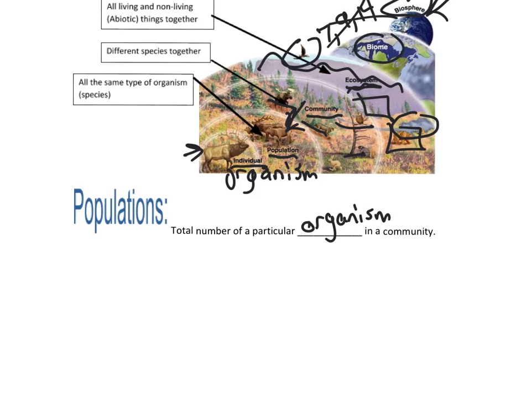Right. So if you're talking about a desert population with the desert biome, you would be looking at the total number of snakes or the total number of cacti. All right, that would be a population.